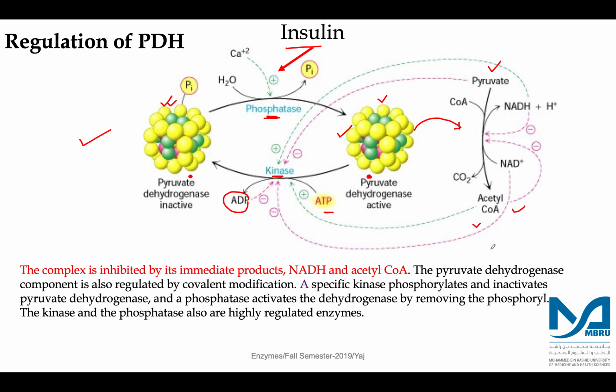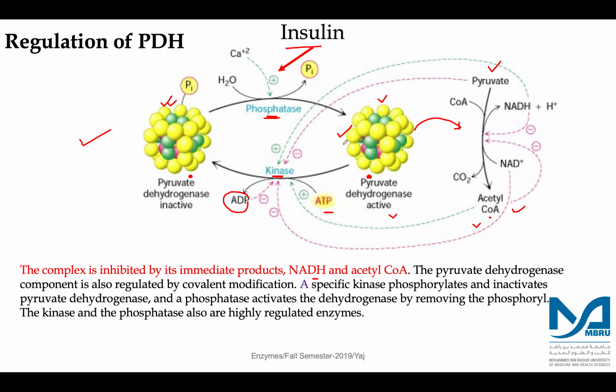Additionally, intermediates such as acetyl-coenzyme A and NADH also inhibit the pyruvate dehydrogenase complex, because if I have enough acetyl-coenzyme A molecule, I do not need further molecules of acetyl-coenzyme A to be produced. As a result, the pyruvate dehydrogenase complex will be converted from its active form to its phosphorylated inactive form.